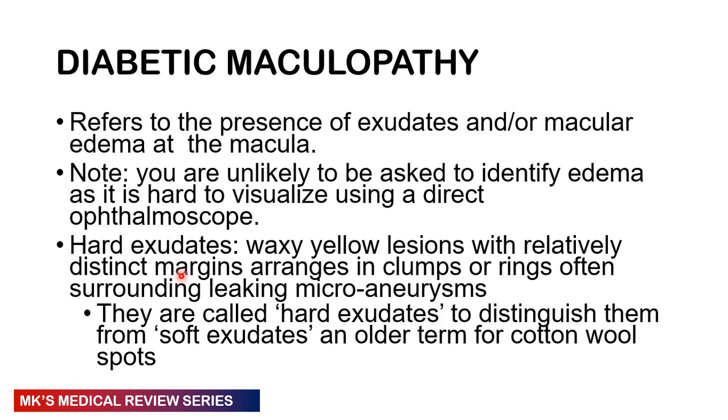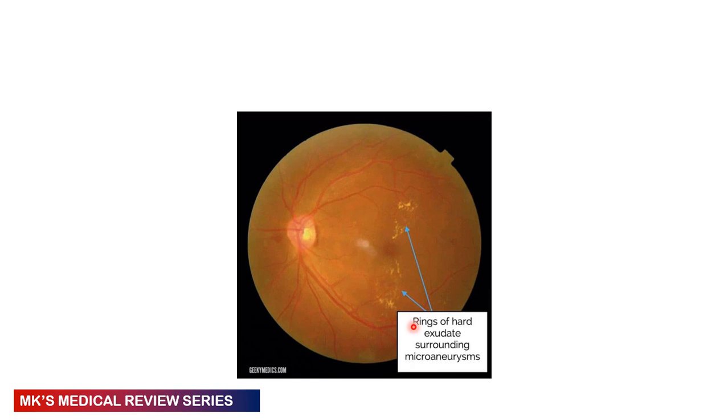You are unlikely to even identify this on the images that you may get, because it's very hard to visualize using direct ophthalmoscopy. Then the hard exudates, remember that these are going to be waxy yellow lesions with relatively distinct margins, arranged in clumps or sometimes rings, often surrounding leaking microaneurysms. The reason why we call them hard exudates is we want to distinguish them from soft exudates, which is an older term to refer to cotton wool spots. So this is what the hard exudates are. You see these yellowish rings surrounding this hemorrhage in the center. So these are the hard exudates.